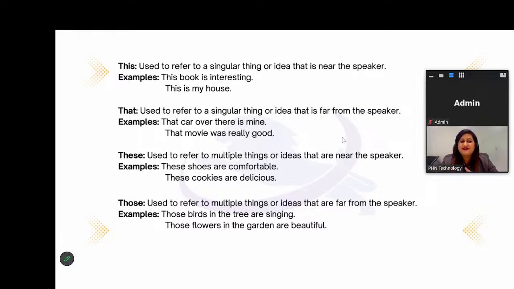So the next one is that. That is referred to a singular thing or idea that is far from the speaker. For example, you're telling someone, see, that is my house. That is my mom who's standing there. Like, that was a really good movie.